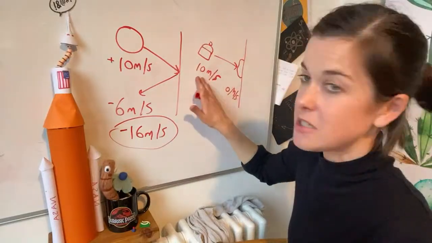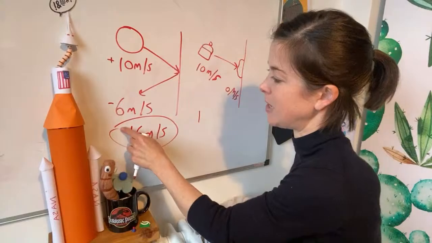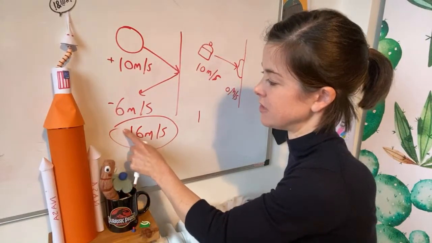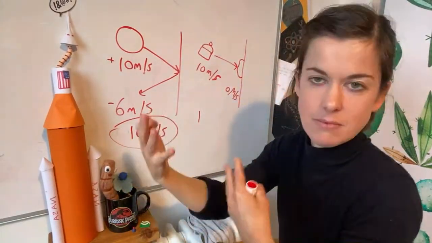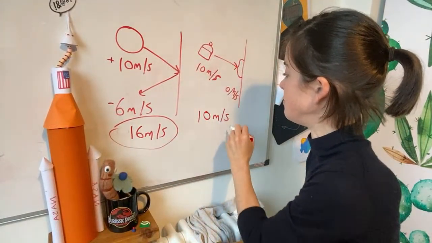But the cake just goes from 10 meters per second to 0, so it's change in velocity. Oh, I've put minus. You don't need to put a minus, because obviously it's change in velocity. It can be a positive number. The cake's change in velocity is just 10 meters per second.